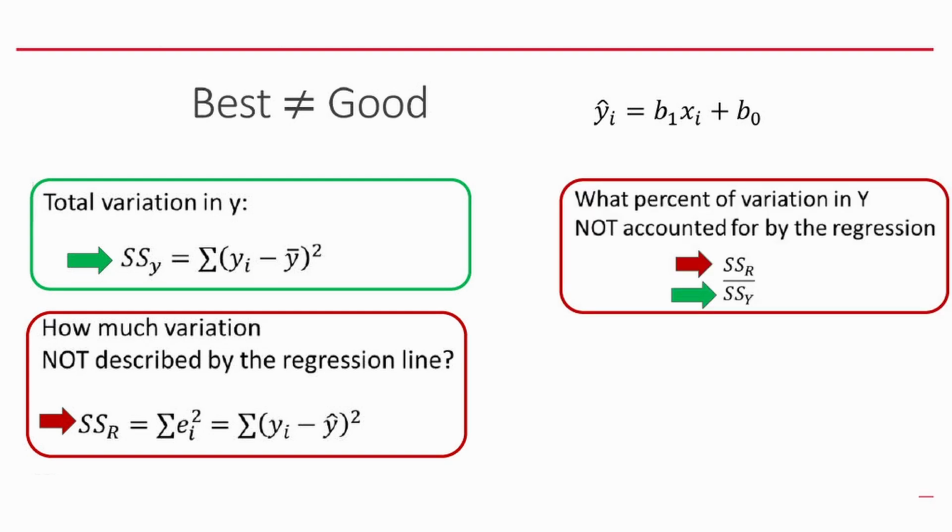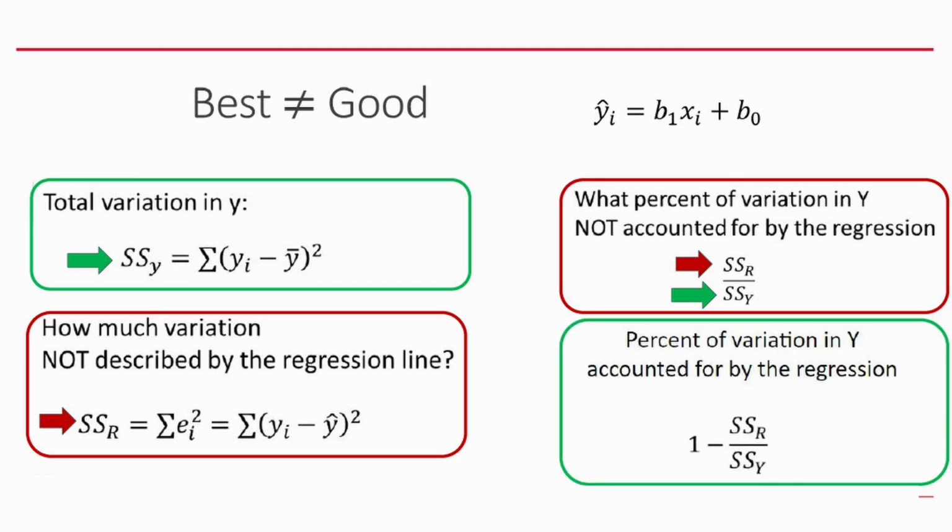So if you wanted to know the percent of variation that you are missing, you would just take the ratio of those two numbers. The sum of squares of the y on the bottom, how much total variation there is, and the sum of squared residuals on top, how much of that variation are we missing. So if you wanted to know the percent of the variation you are accounting for by using this regression, it would simply just be 1 minus that number. 1 minus the sum of squared residuals divided by the sum of squares in y.